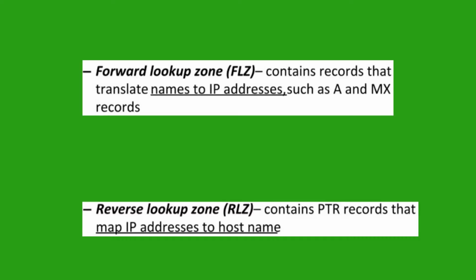Of course, though, if you want to do the other way, that is called a reverse lookup zone. This contains PTR, or pointer, records that map IP addresses to host names. So maybe if you want to do the reverse lookup, you would actually type in the IP address and that would actually take you to a particular website. So you type in the IP address for Facebook and that would send you to the actual Facebook website.